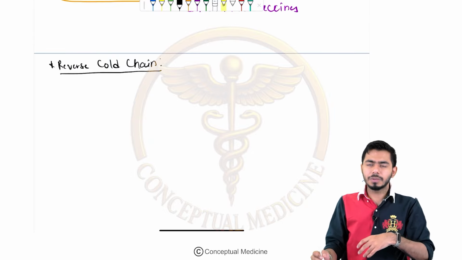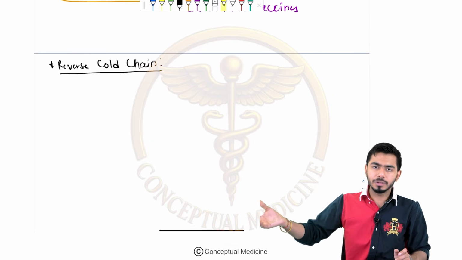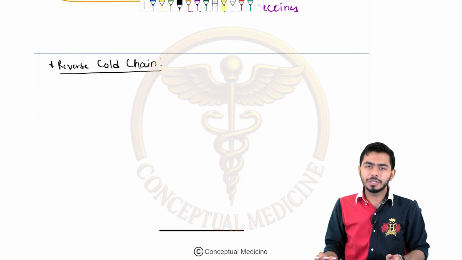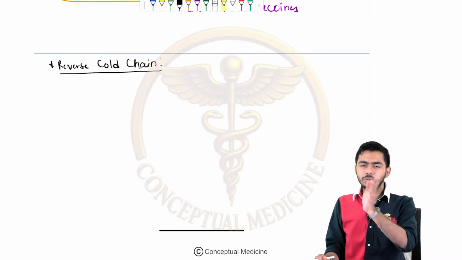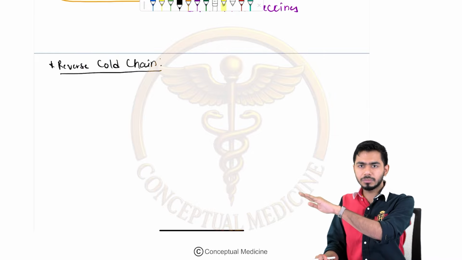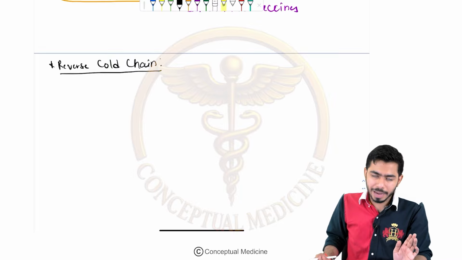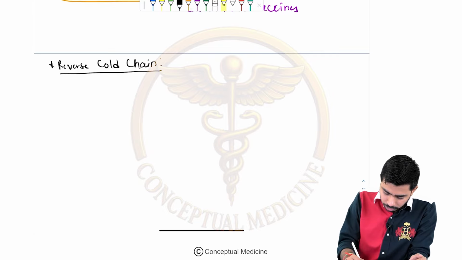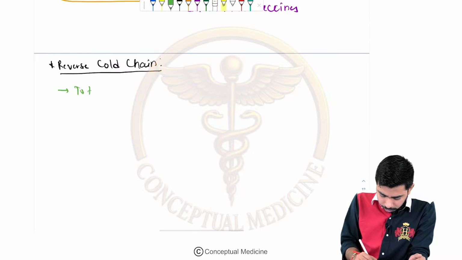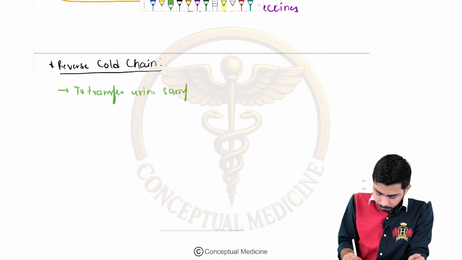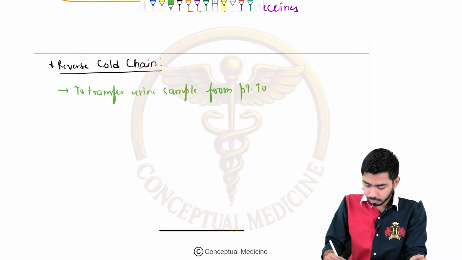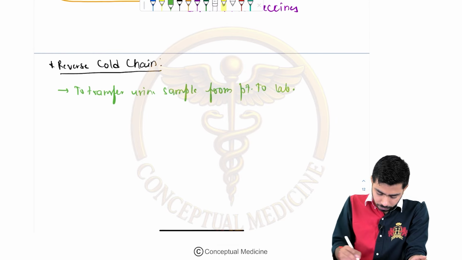So in the reverse cold chain, for example, the patient gives a urine sample or a stool sample from the village coming to the lab. That is called a reverse cold chain. If you're giving something to the patient, it is a cold chain, and if the patient is returning something back to you, then it is the reverse cold chain. It is simply to transfer the sample, for example the urine sample, from the patient or from the village to the laboratory.